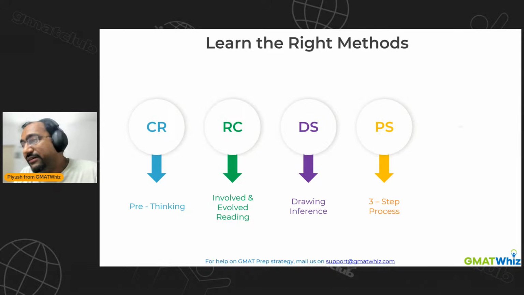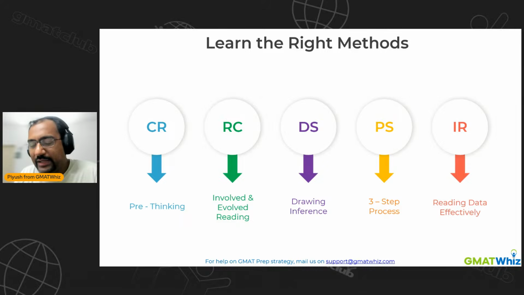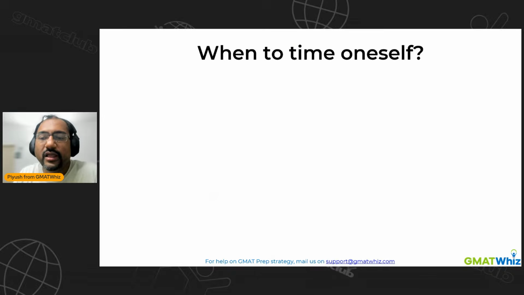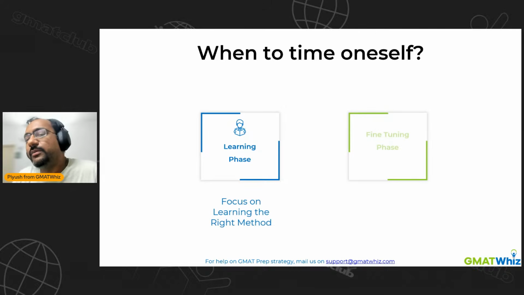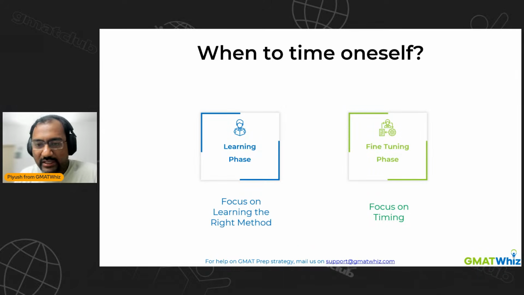In problem solving, we have a 3-step process that we teach for different types of questions, and your data reading is very important, and how you read data for different types of questions is also very important. All these methods are very important, and initially it is important that you learn the right method and don't worry about time. As you move towards a fine-tuning phase, that's when you should start focusing on timing. If you have learned the right methods, timing will automatically fall into place.